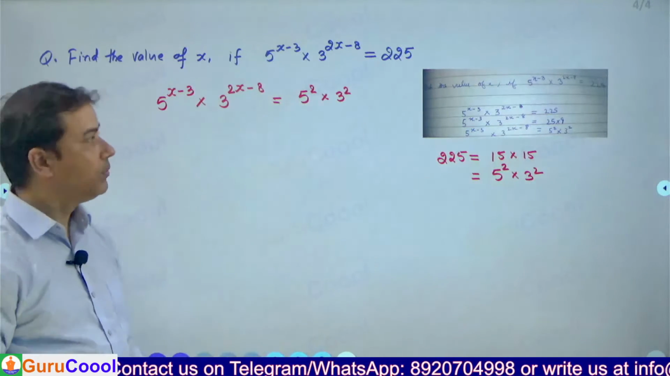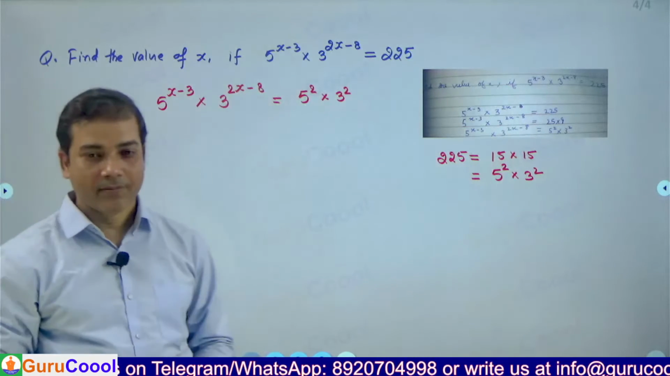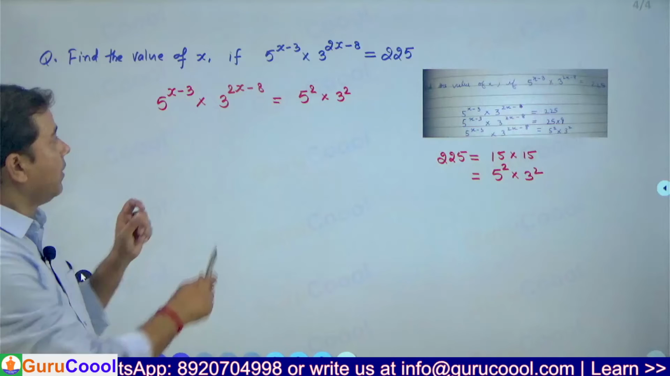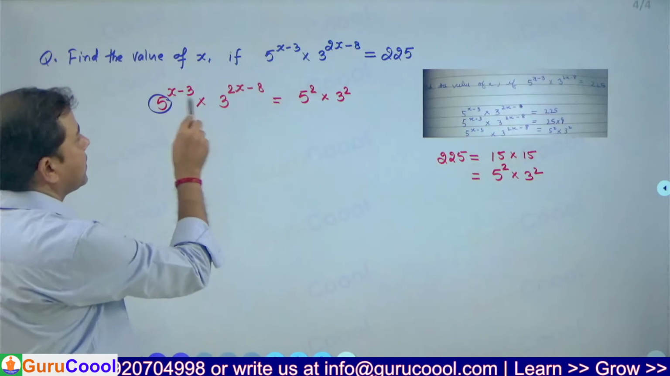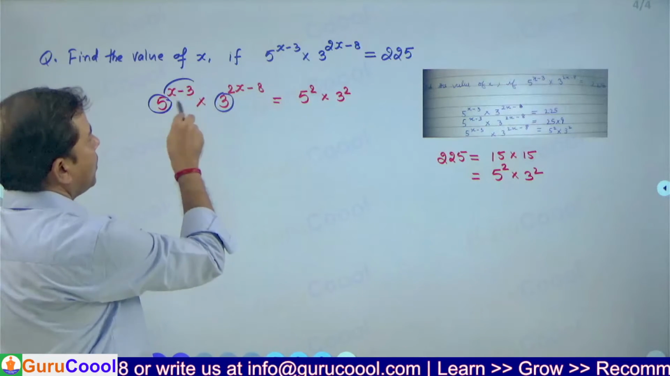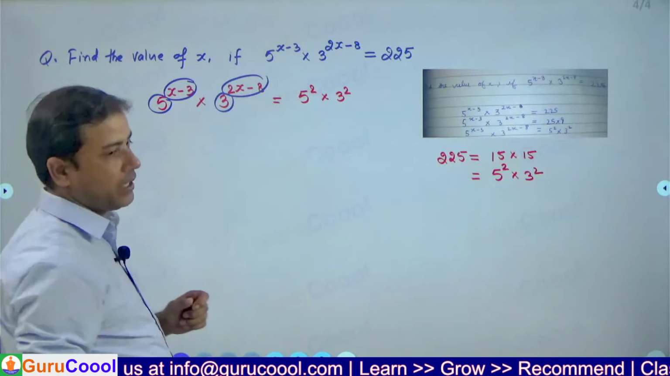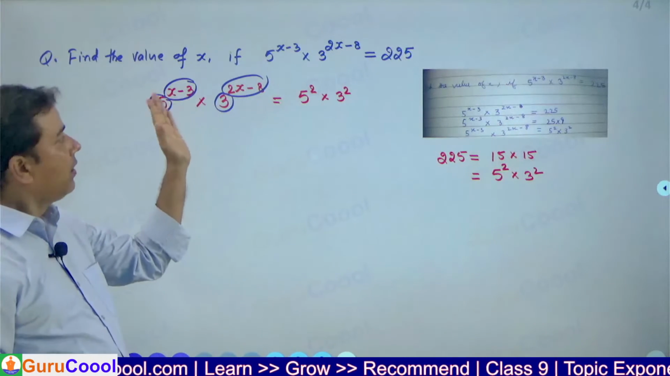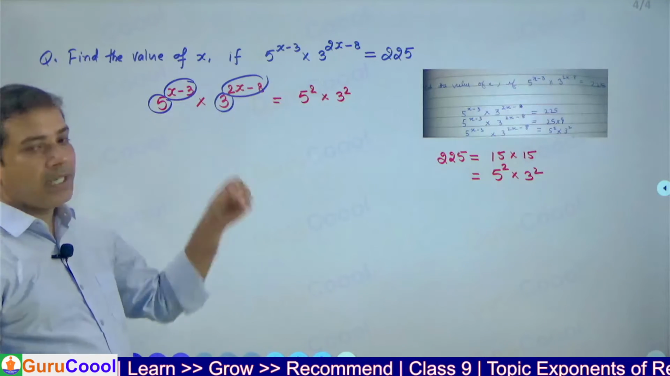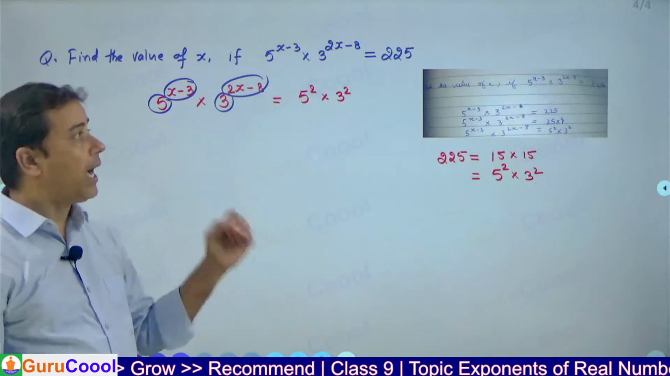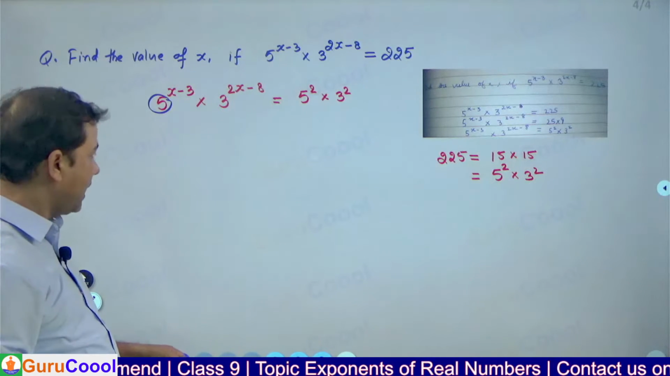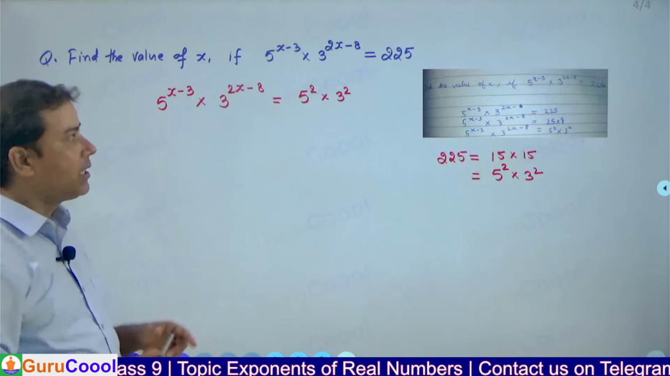And now see, neither the bases are the same nor the powers are the same, so we can't combine them together. They are separate and they will stay separate. We cannot combine them together. That's the challenge. But see the technique.